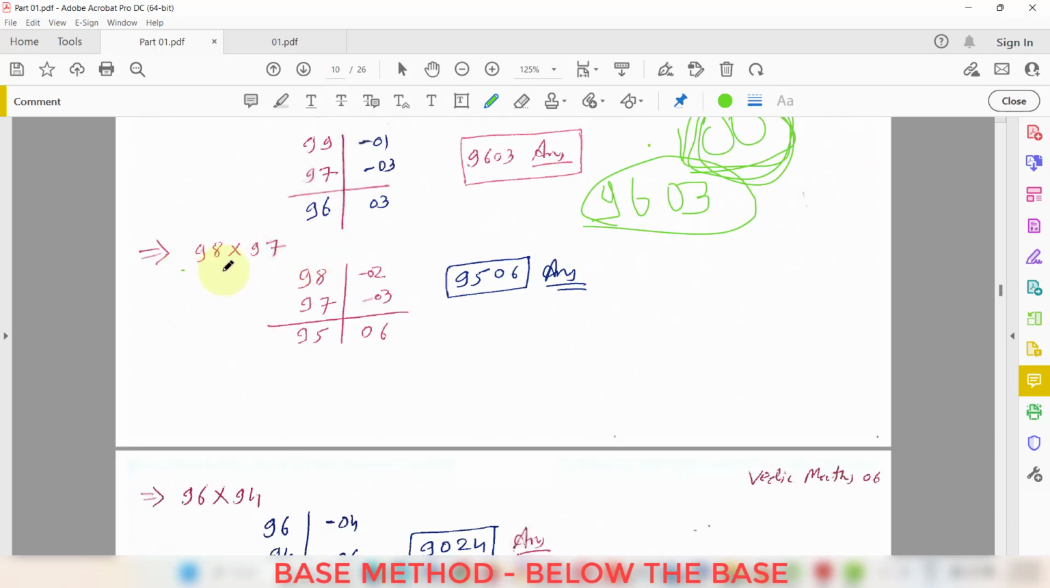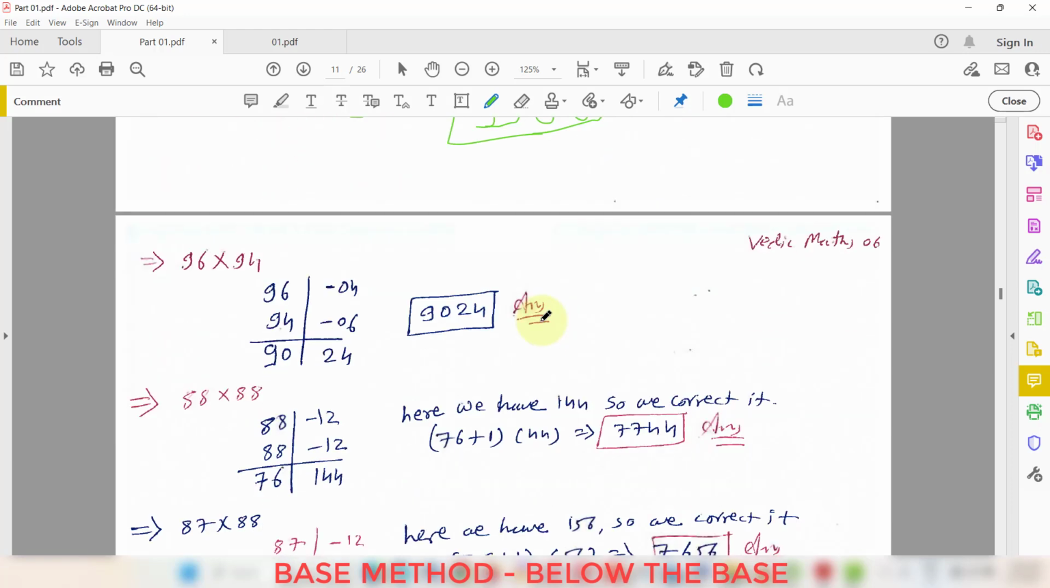Similarly, 98 times 97. So 98 times 97, how will it become? So 98 is below 100 by how much? 2. 97 is below 100 by how much? 3. So 98 minus 3, that is 95, and 2 3s are 6. We have to write it with 2 digits, so 06 we have to write. So 9506, that is our answer.